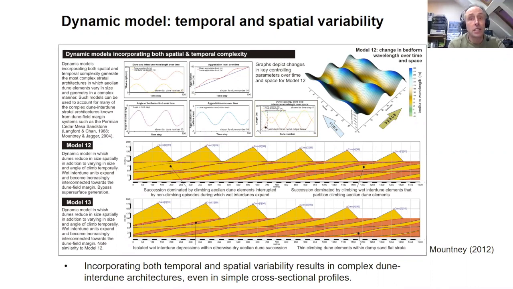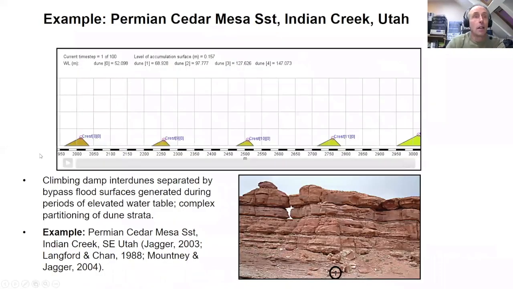And so these examples show synthetic architectures, where we've got changes in the size of the bed forms over time, changes in the angle at which the bed forms were climbing over time, and the bed forms are getting smaller towards the right of the models. So we're moving out towards the edge of what might have been a dune field. And so again, I'll just show one example of that.